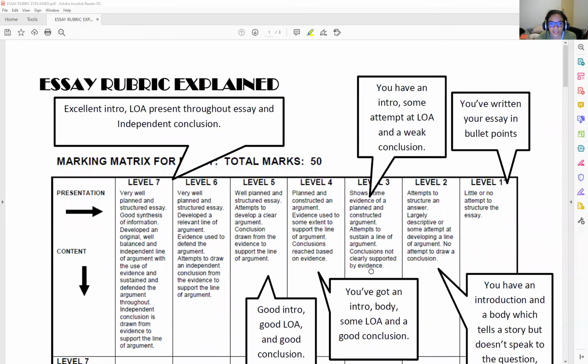Good day, students. Today we will be having a look at an essay rubric, and specifically how I use an essay rubric to mark my students' essays. So you should be able to see on the screen both the essay rubric and my face.